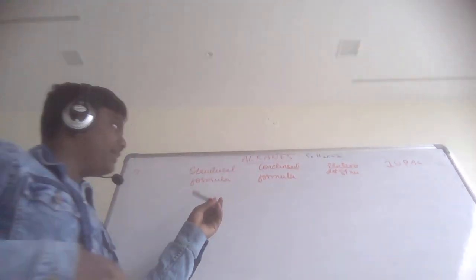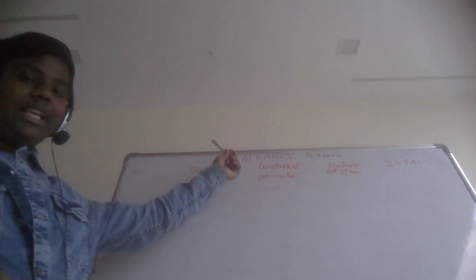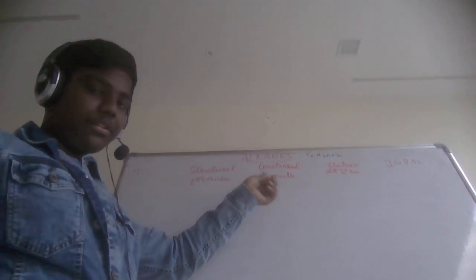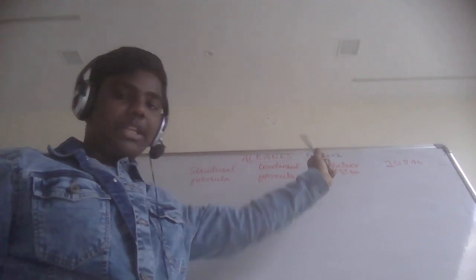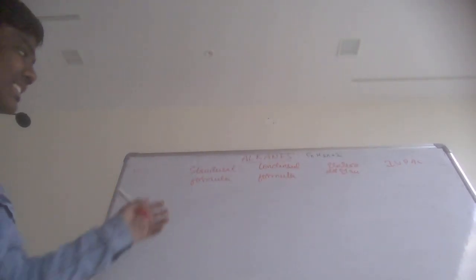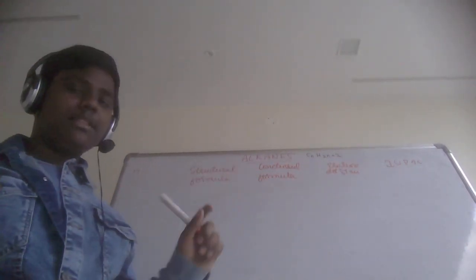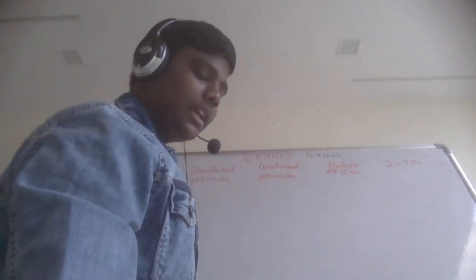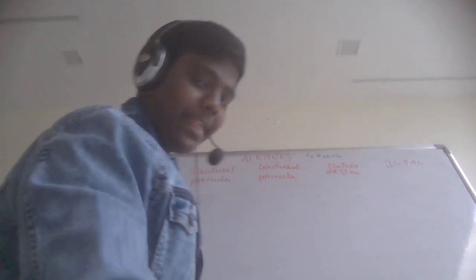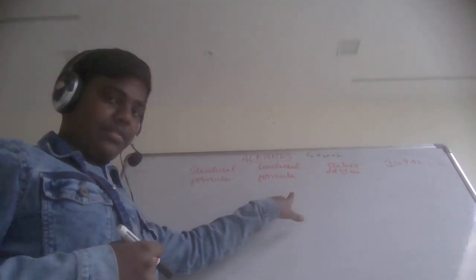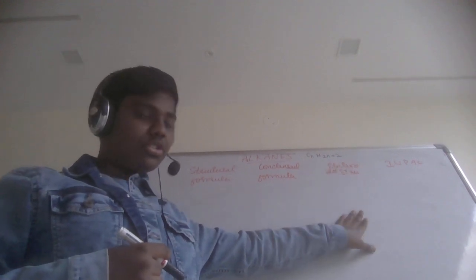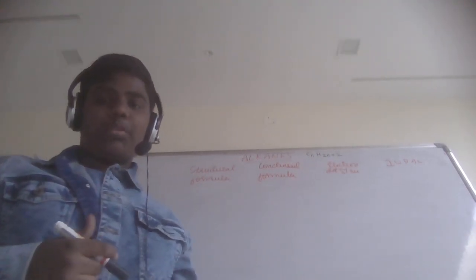First I'm going to explain about the alkanes. What is the general formula of alkanes? I have already written here, CnH2n+2. So this is the general formula for alkanes. Now we will be taking values of n and then drawing the structural formula, the condensed formula, the electron dot structure, and then naming the compound according to the IUPAC.